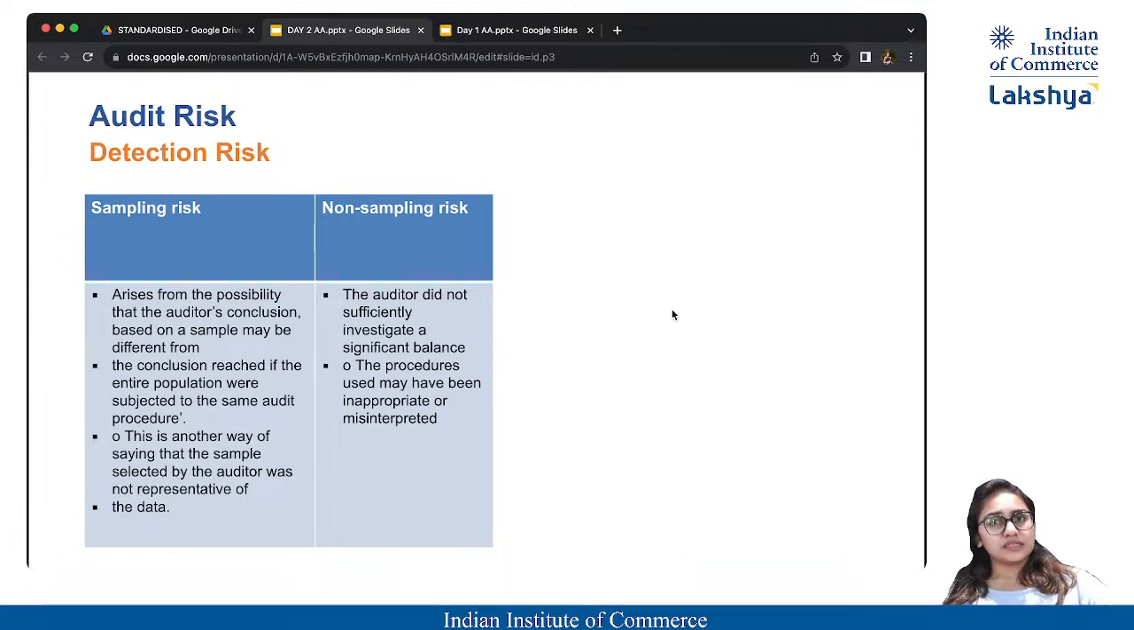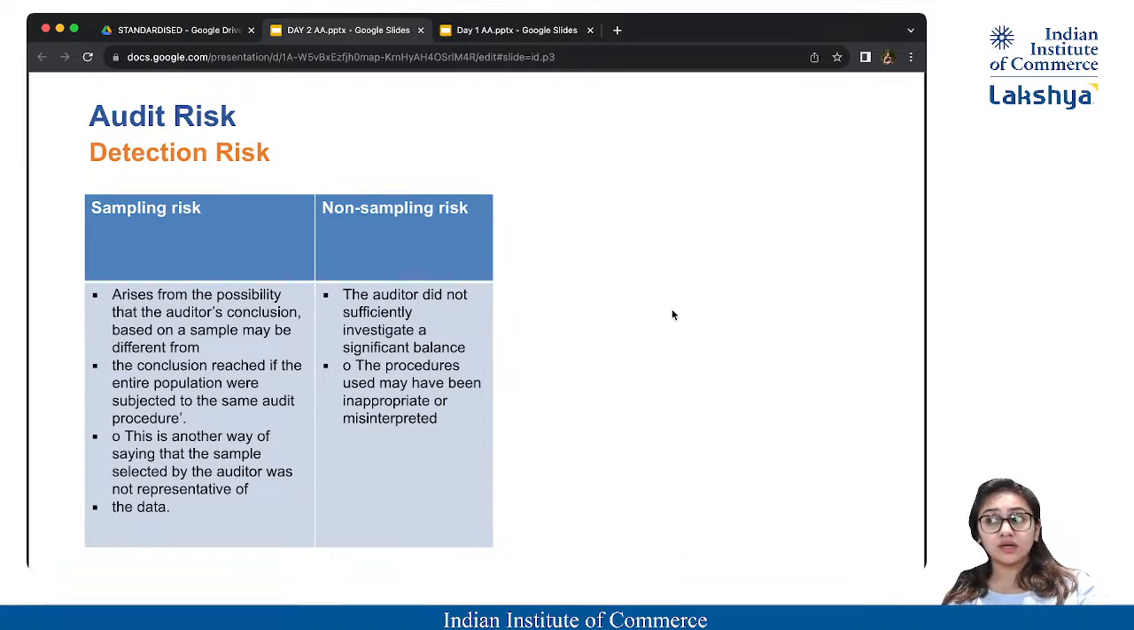Now what is sampling risk? Sampling risk means the conclusion that I have derived from the sample is different from the conclusion I would have derived if I had checked the entire population. That is a sampling risk. It means my sample was not a proper representative of my population. Maybe I selected the wrong sample. The conclusion that I derived from checking a sample is different from what I would have found if I had checked the entire class. So my sampling was wrong. My sample was not a representative of the population.